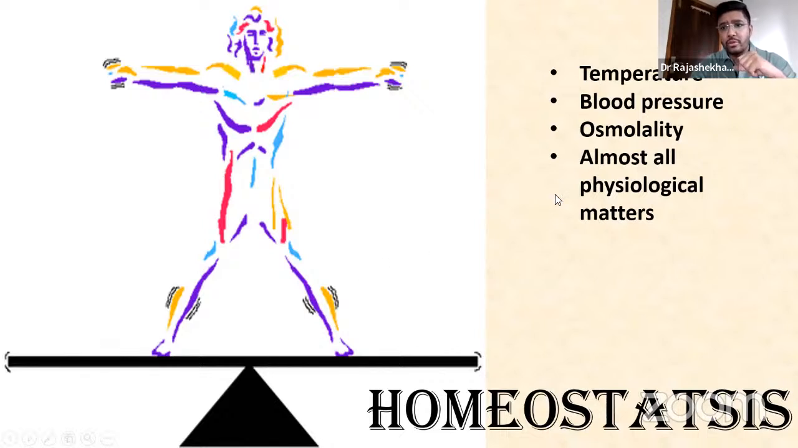So we know the basic function of the body is to maintain homeostasis. The body tries to keep a balance in everything, like your temperature, blood pressure, osmolarity, pulse rate, whatever physiological matter you're dealing with. The body always tries to maintain homeostasis, because to function properly, we need to have everything in the normal range. If something is decreasing, the body tries to increase it. If something is increasing, the body tries to decrease it. This is the basic funda in which homeostasis works, and this is true for acid-base disorders also.